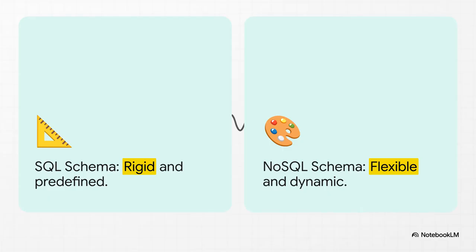And then there's the schema. This is a huge one. With SQL, you build the blueprint first, and it's pretty rigid. NoSQL is all about being dynamic. It's like, just give me the data, we'll figure out the structure on the fly. This gives you incredible flexibility to change and evolve your application without having to redesign your entire database.